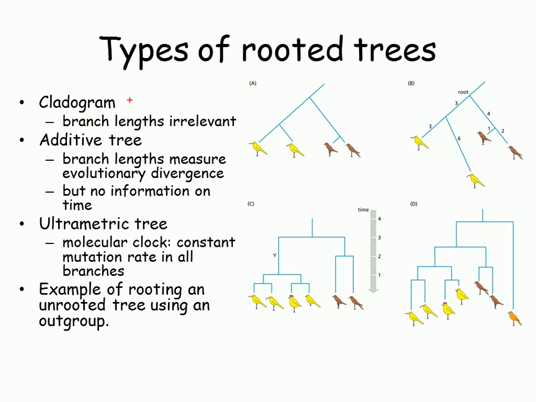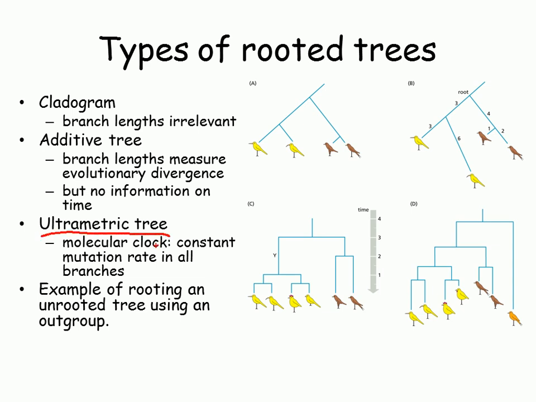All right. So additive trees give a relative measure of evolutionary divergence, but they don't contain any information on time. So it does not contain any information on how many years are between two branches. It's just a unit. Okay. So everything is relative within the tree.